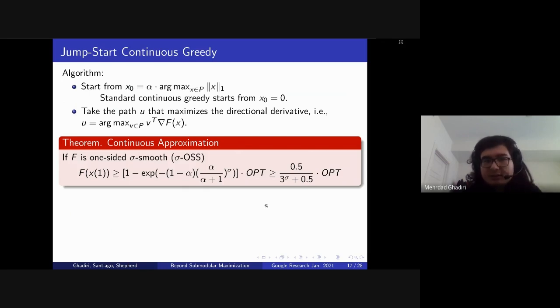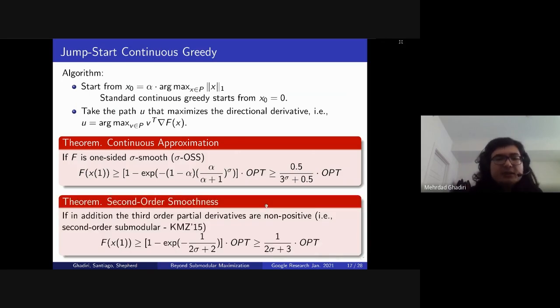As we mentioned, the sigma for metric functions is 1. For sigma semi-metric, it is sigma. So in many applications, it is a constant. But it is still exponential in sigma. So one might wonder if we can improve this with more properties. One property that we can add to improve the approximation factor is the non-positivity of the third order partial derivatives.